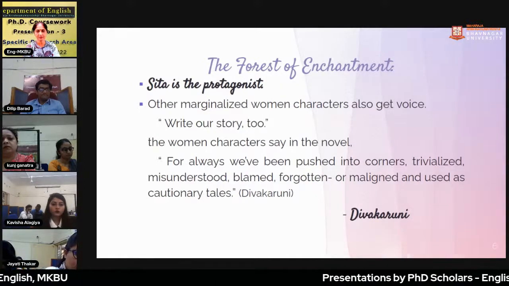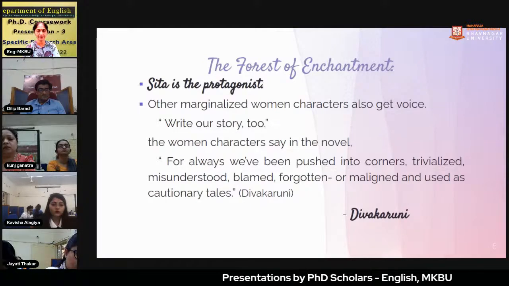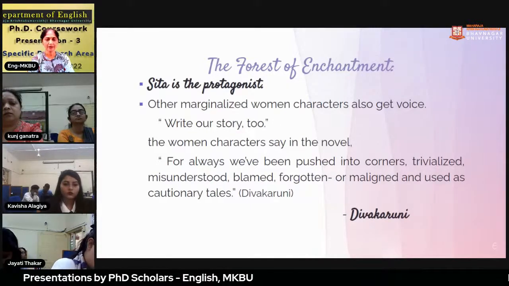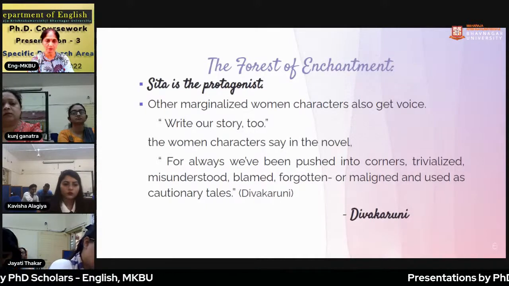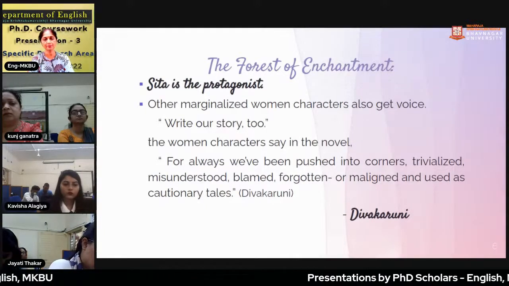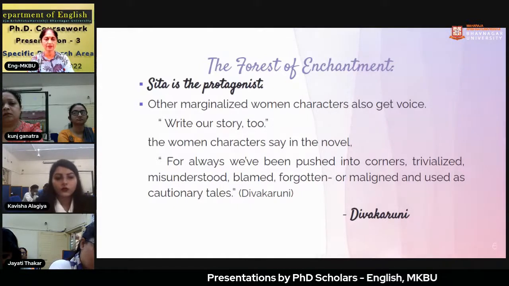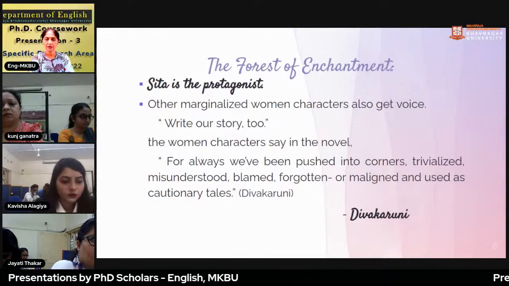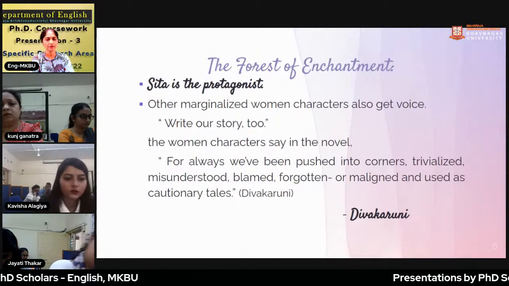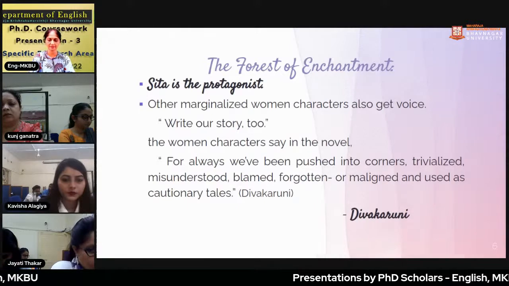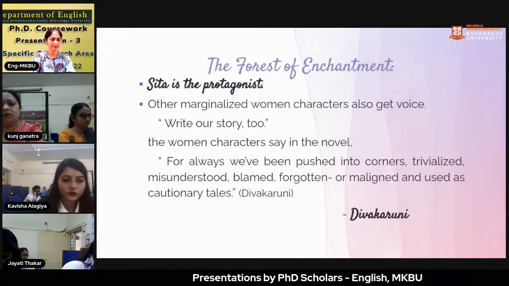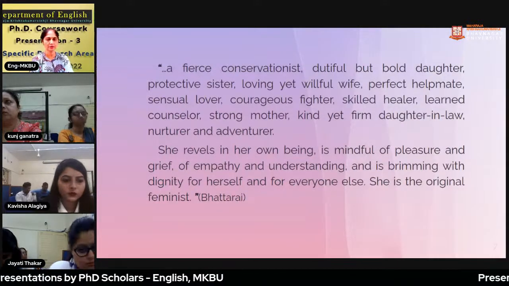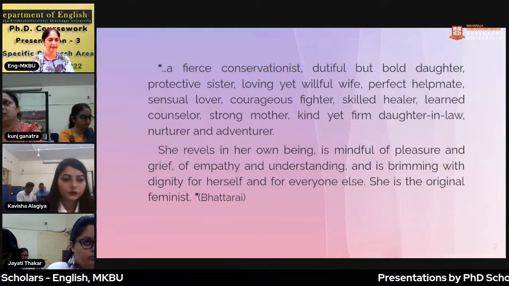Here I have taken a quotation from the novel itself. I read the quotation: "Write our story too. For always we have been pushed into corners, trivialized, misunderstood, blamed, forgotten, or maligned and used as cautionary tales," written by Divakaruni. This is the quote from The Forest of Enchantment.